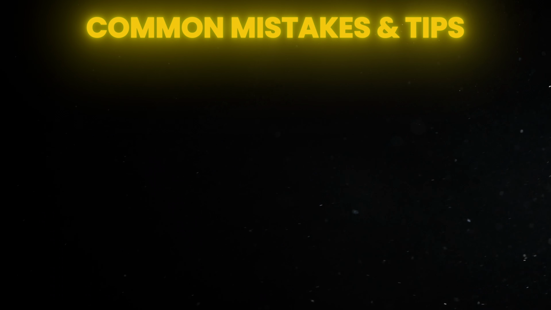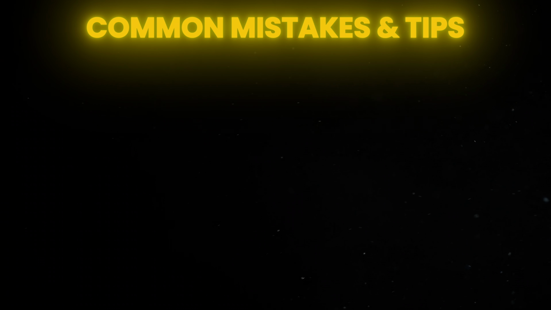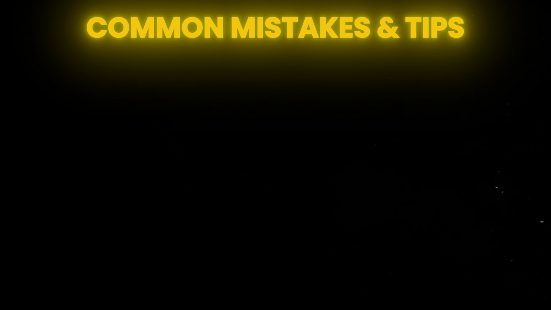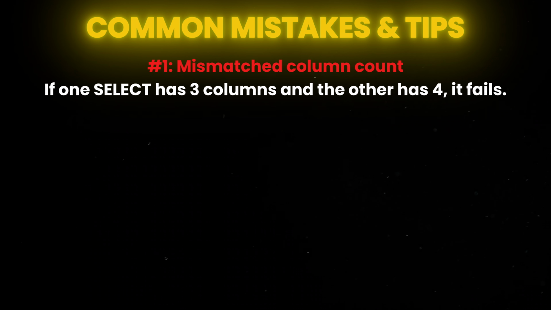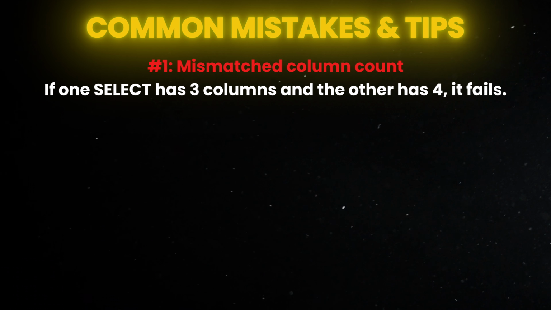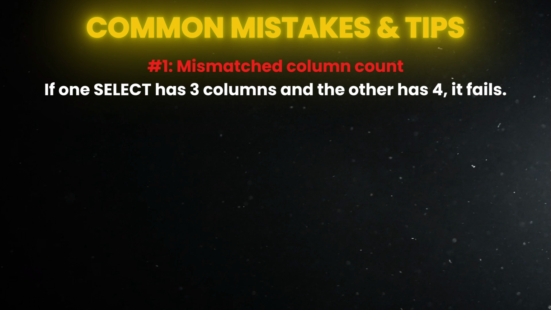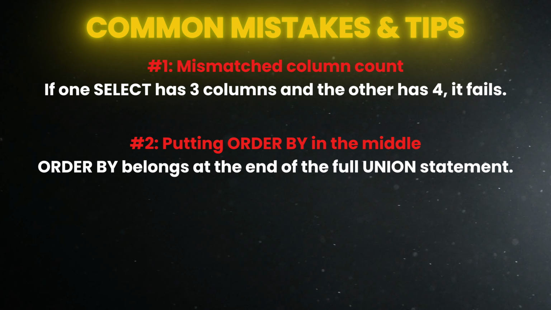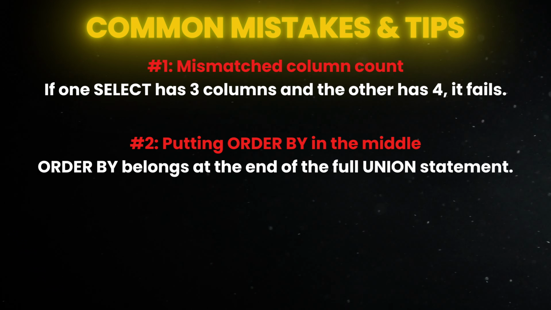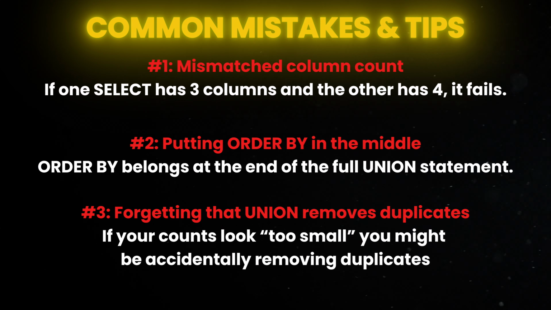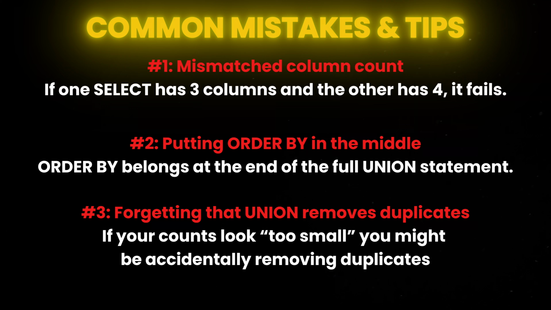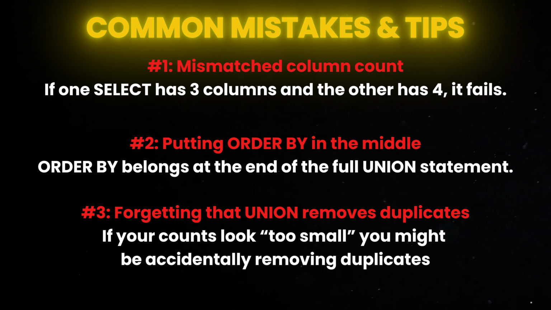Quick rapid fire of common mistakes that people make with unions and some tips along the way. Number 1, mismatched column count. If one select has 3 columns and the other one has 4, then the union fails. Number 2, order by belongs at the end of the full union statement. Number 3, remember that using just the union removes duplicates. So for example, if your counts look too small, you might accidentally be removing duplicates.